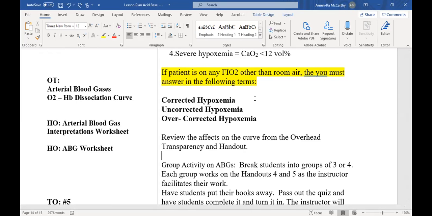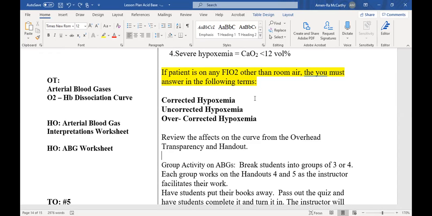If they're on room air, those are the values. That's normal. But if they're on oxygen, then now you are in a state of, did you correct the hypoxemia? Did you overcorrect the hypoxemia, or have you still not corrected the hypoxemia? Because that's why we give oxygen, to correct or treat hypoxemia. That's the only reason we give oxygen, because your oxygen level is low, which is hypoxemia, right? And so we give you a little oxygen.